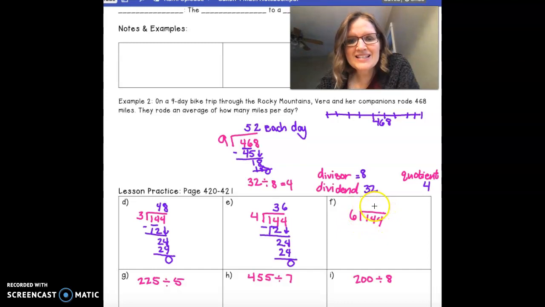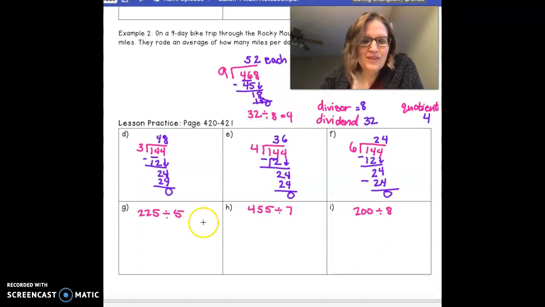14 can be divided by 6 2 times. Here we go. 2 times 6 is 12. Subtract 14 minus 12. We've done this. 2. Bring down our 4. 24 can be divided by 6 4 times. 4 times 6 is 24. Subtract that. Happy ending. Now we have the division symbol. I'm going to convert these into something that's a little more manageable using a division box.